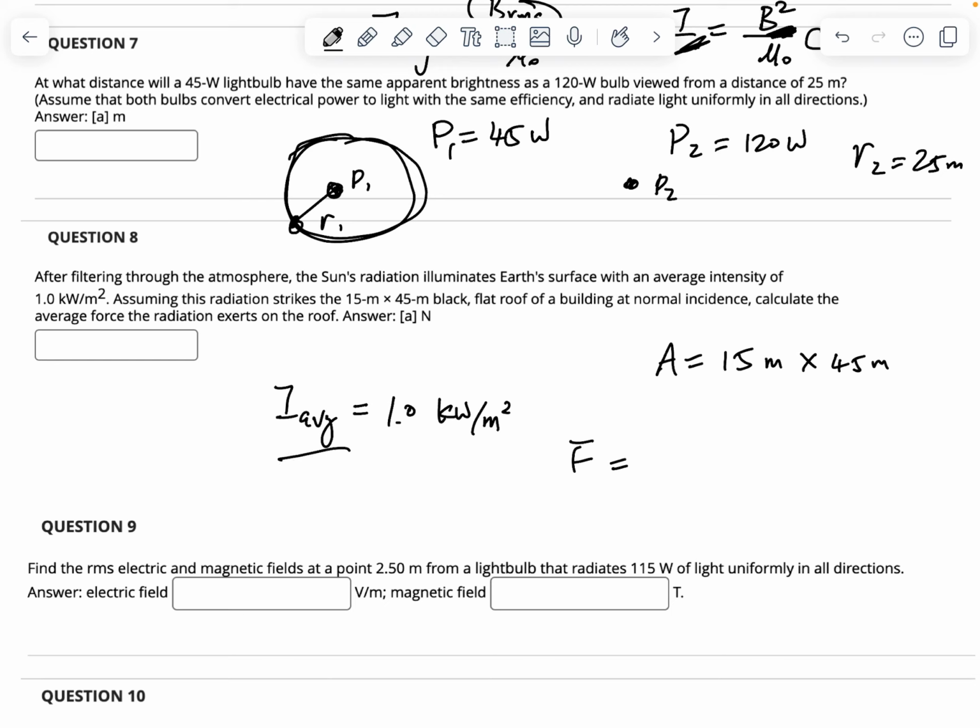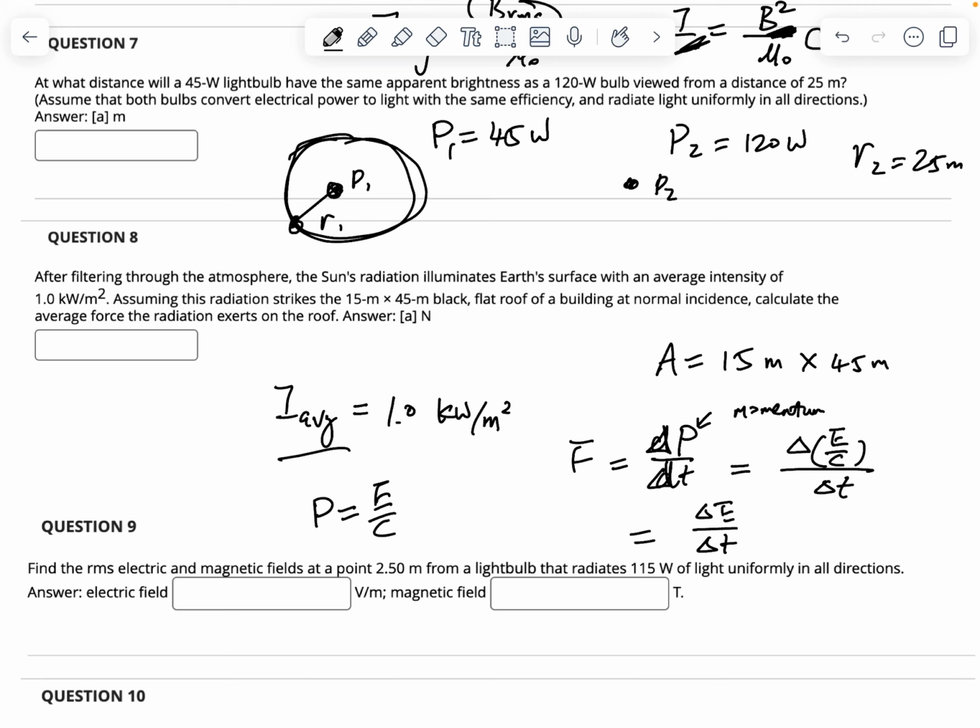Well, what's a force? Force equals dp/dt, right? So this is momentum. I'm sorry, delta p over delta t, right? In class, we know momentum equals E over c, right? So this is delta E over c delta t. So this is delta E over delta t, then divided by c. Delta E over delta t is power.